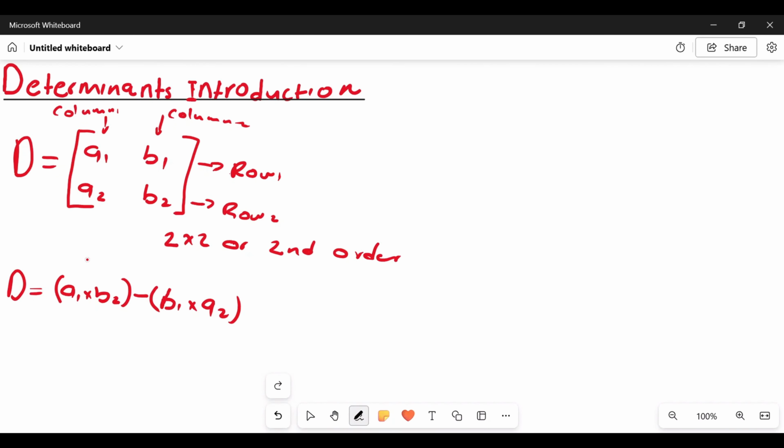If you go back to the definition, it says it's a function of which the input, this is the input right here, is the square matrix and the output is the number, the answer that you get here. So this is actually what a determinant is.